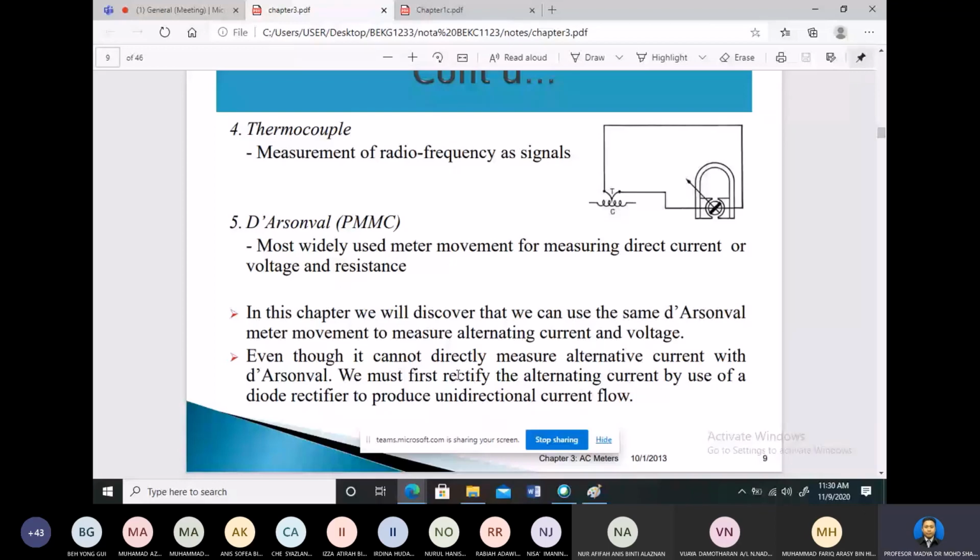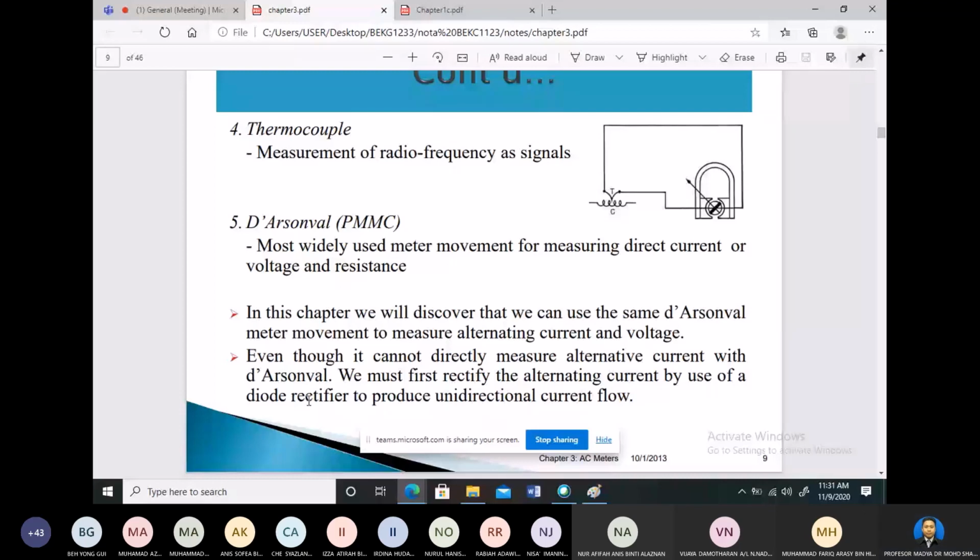As I mentioned to you, the rectifier converts from AC to DC, by using the diode rectifier to produce unidirectional current flow. That means the function of the rectifier here is to convert the AC supply to DC. For using the D'Arsonval to measure direct current, they put a rectifier, so here you use the diode rectifier to convert from AC to DC.